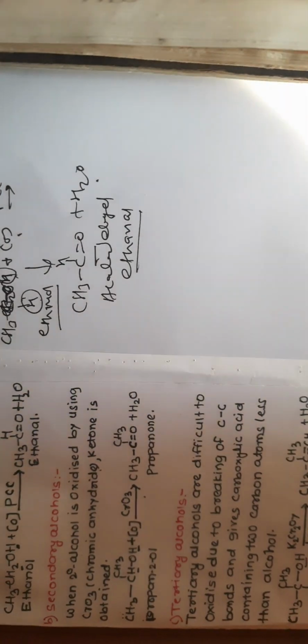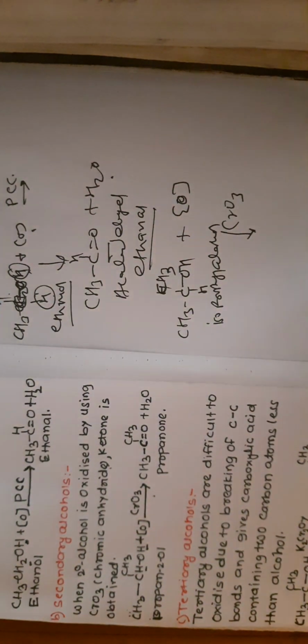Now secondary alcohols. Secondary alcohols on oxidation. Secondary alcohols require a stronger oxidizing agent than primary alcohols. Here, oxidation of isopropyl alcohol or sec-propyl alcohol. Oxidation means addition of nascent oxygen in the presence of CrO3. It is another oxidizing agent, that is CrO3.